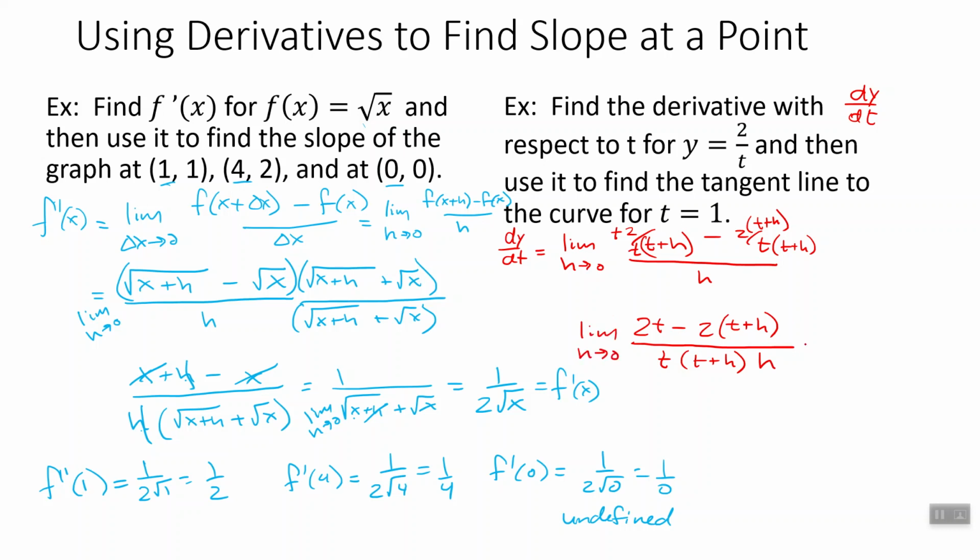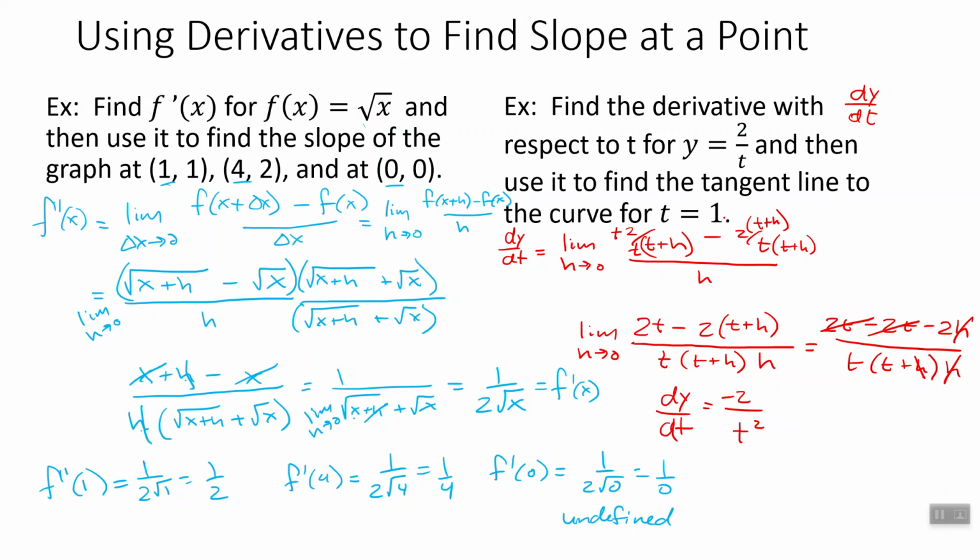All right, if we distribute the 2 here, we're going to be able to cancel some stuff out. So we have 2t minus 2h over t times t plus h times another h. These 2 t's are going to cancel. This h and this h are going to cancel. And then we take the limit as h goes to 0, so that h goes away. We've got negative 2 on top and t times t, or t squared, on the bottom. So that is our derivative, dy dt.